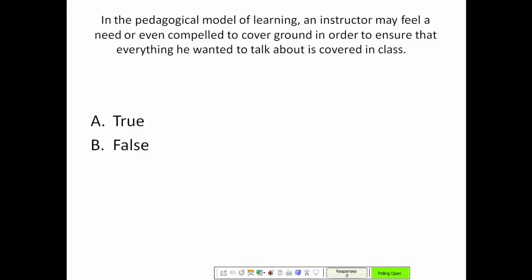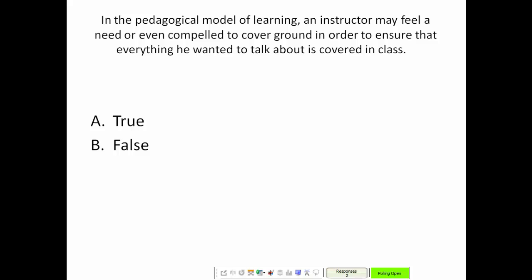Next question. In a pedagogical model of learning, an instructor may feel a need or even compelled to cover ground in order to ensure that everything he wanted to talk about is covered in class. Is that statement true or false? And we know, of course, that the answer is false, so we'll see what the students guess.